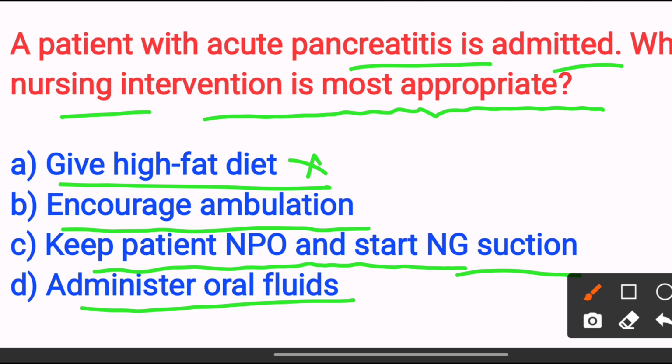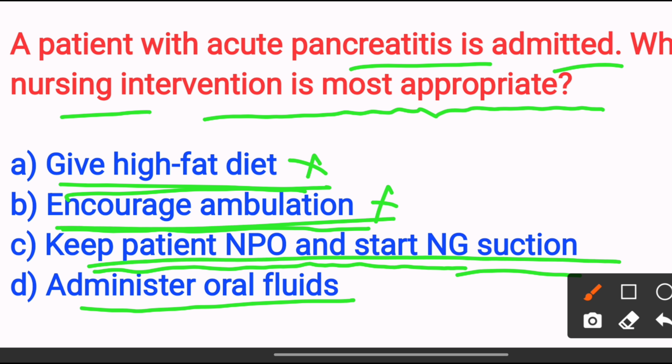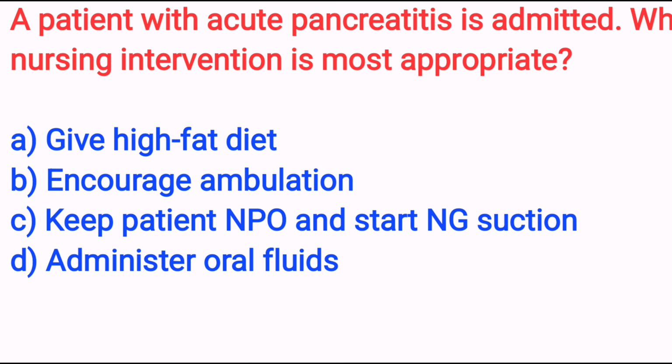Giving high fat diet, no. If you are giving high fat diet, pancreatitis can become worse. So we are not giving the high fat diet. Encourage ambulation, no. The answer is option C. Keep the patient NPO and start NG suctioning, because we must rest the pancreas, NPO plus NG suctioning. And administer oral fluids, no. Don't administer any oral fluids. Keep the patient NPO and start the NG suctioning, nasogastric suctioning. Next.